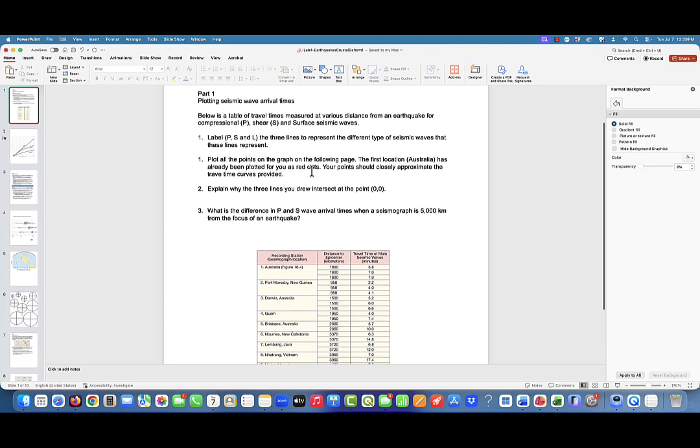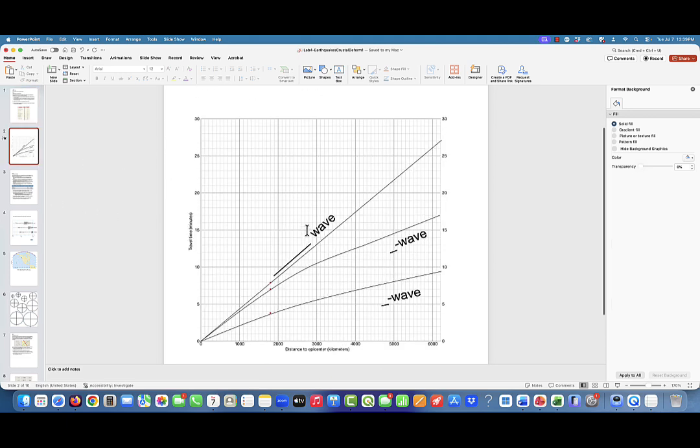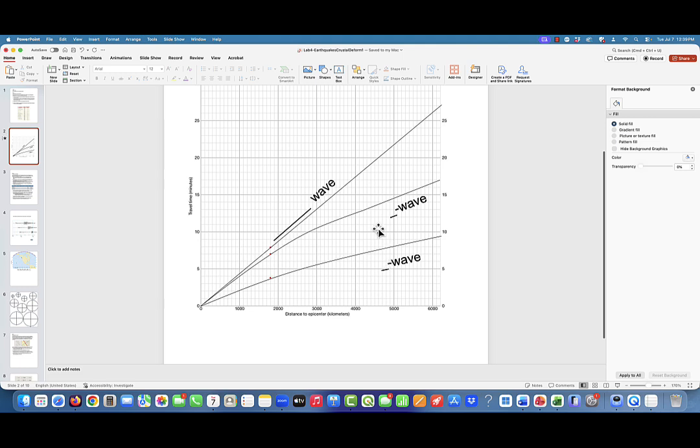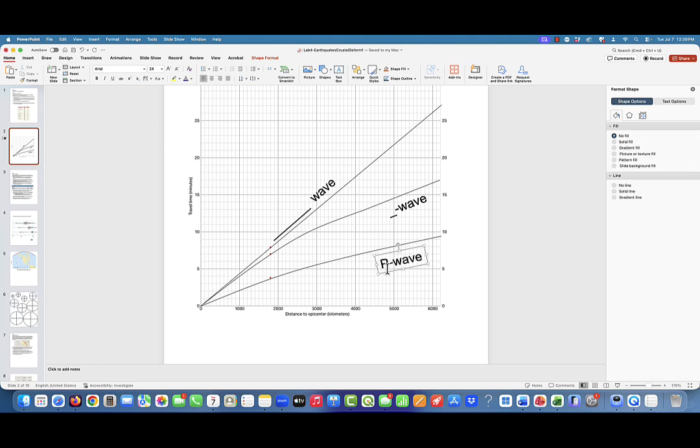So the first thing we're going to do is look at the graph on the next page, and we're going to label which one of these is the P wave, which one is the S wave, and which one is the surface wave. One easy way to do this is to think these lines are saying when these different waves arrive. So we go to any distance at all, let's just say 3,000 here. The first wave to arrive is going to be the fastest wave, so that's going to be the P wave. So you'll just label this as P. And then I'll let you work through the S wave and the surface wave, but obviously the S wave is going to be next, and then the surface wave is going to be the last to arrive.